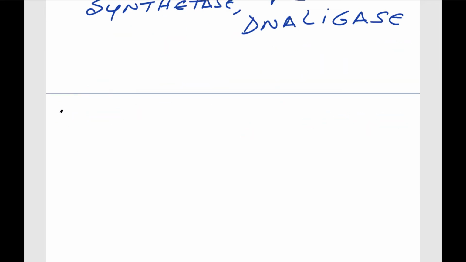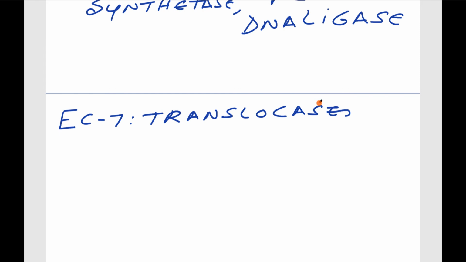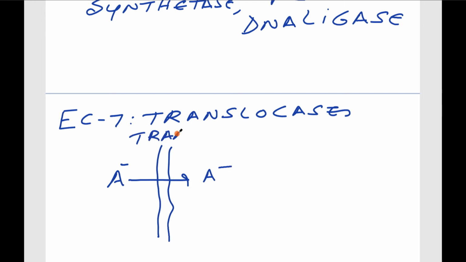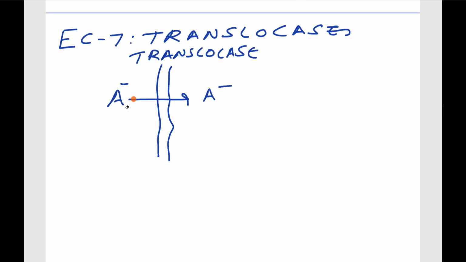The final one is EC7. What are these enzymes? Translocases. See, a molecule is on this side of the membrane, and an ion is going to the other side. Either a molecule or an ion is going across by the action of translocase. So from this we can understand they catalyze the movement of molecules or ions across the membrane, or their separation within the membranes.